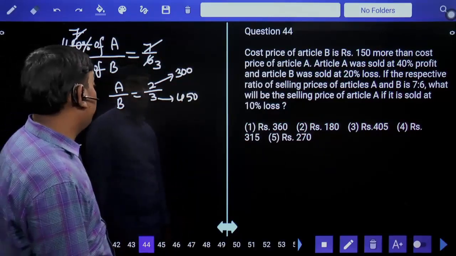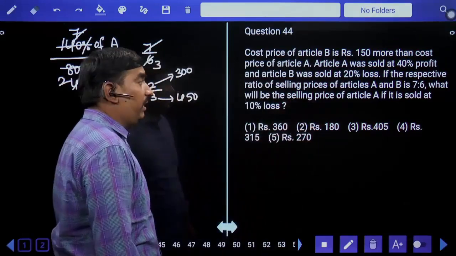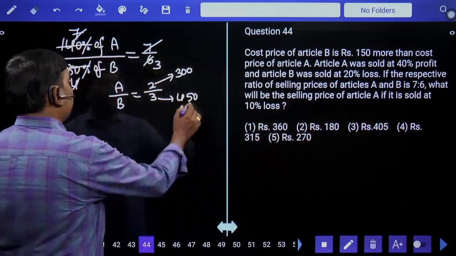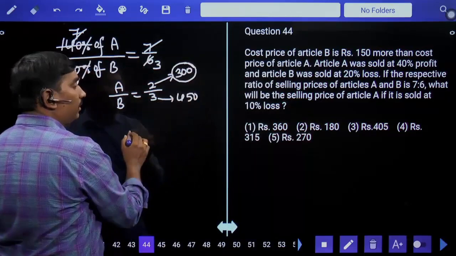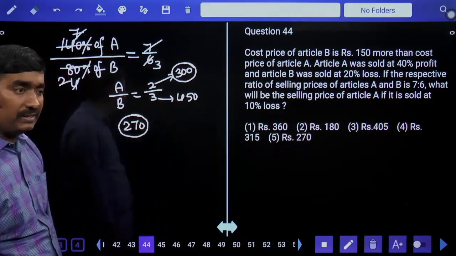But they don't ask us what is the cost price of A. What will be the selling price of article A if it is sold at 10% loss? So 10% loss means 30 rupees loss, which means the selling price of article A is 270 rupees.